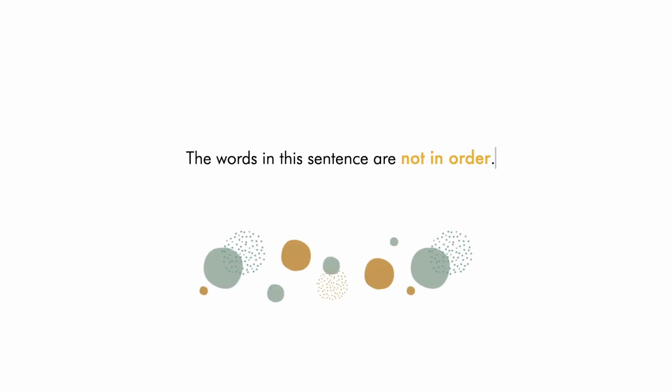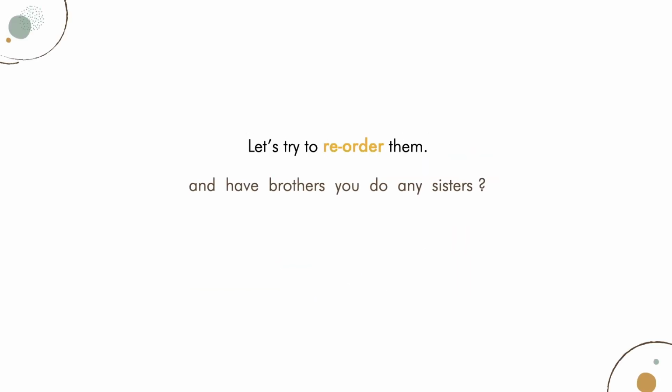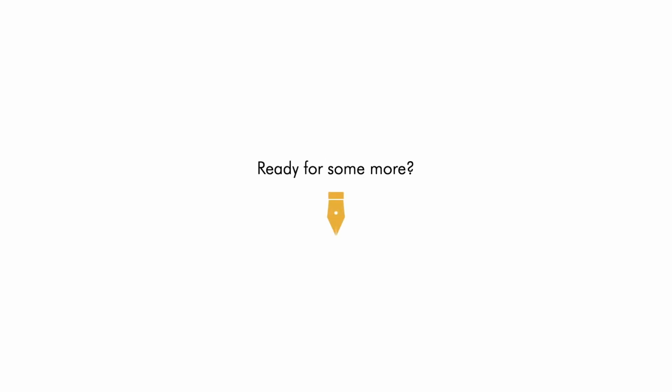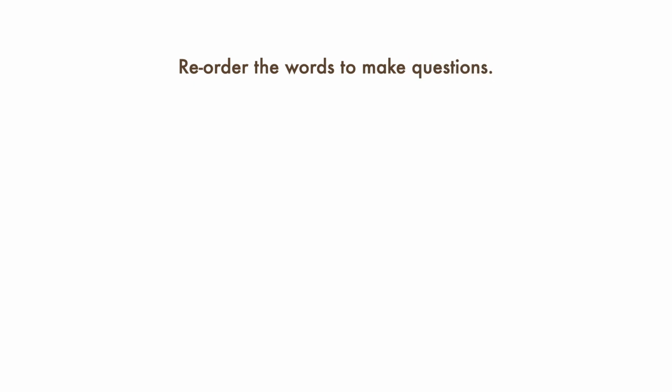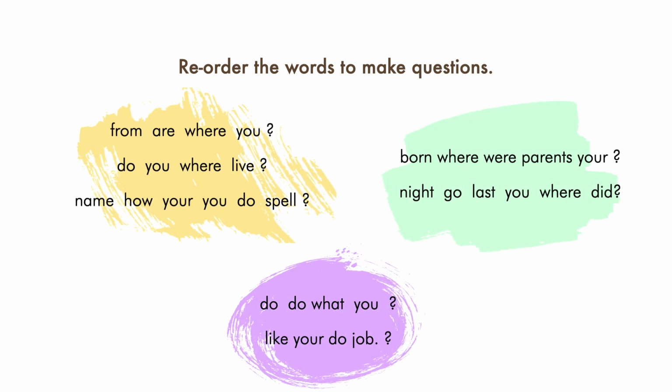The words in this sentence are not in order. Let's try to reorder them. Do you have any brothers and sisters? This is the correct order. Ready for some more? Reorder the words to make questions. Now check your answers.